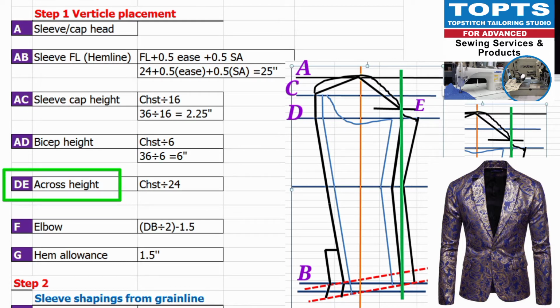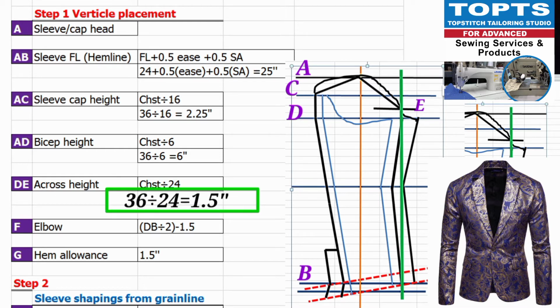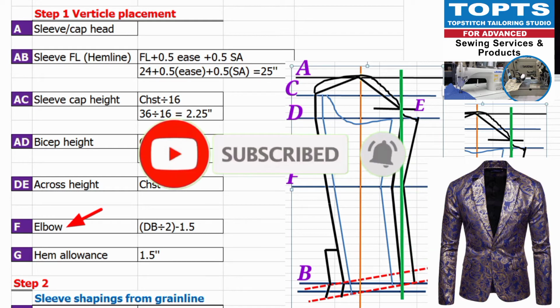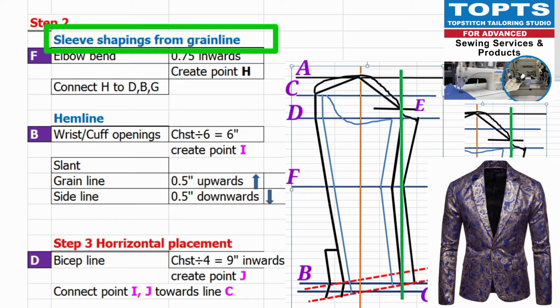Then line E, how do you determine the vertical placement of line E? You're going to divide your chest measurement by 24, that is 36 divided by 24, giving us 1.5 inches upwards from line D. Then your elbow, how do you determine the vertical measurement of your elbow? You get the bicep line, that's line D. You measure from line D up to line B. You divide that distance by 2 minus 1.5. Then your line G, that is the hemline, the hem allowance. As usual, I always go with the hem allowance of 1.5 inches. That's step 1.